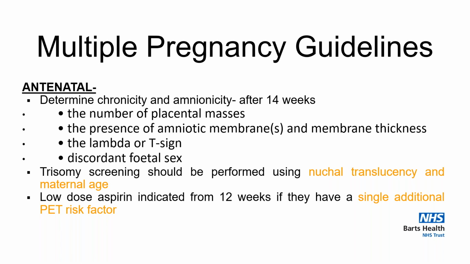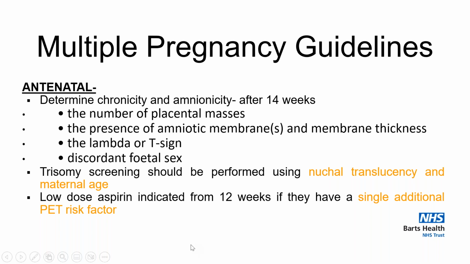If it is dichorionic, then you will see two placental masses. If it is monochorionic, usually we see a single placental mass, but sometimes we only see a bilobed placenta in monochorionic pregnancy. If you see the membrane thickness is very thin, then mostly it's monochorionic. If it is thick, then it's dichorionic. Lambda sign is mostly related to dichorionic, and the T sign is mostly related to monochorionic pregnancy.